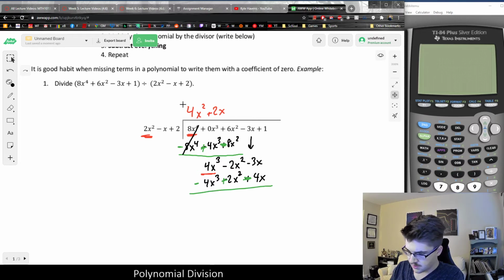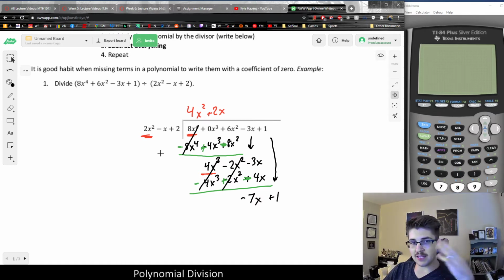And that would leave us with cancel. In this case, the second term actually cancels, which is not very common, but it can happen. And so again, that would leave us with 0x squared, and negative 3x minus 4x would be negative 7x. And bringing down the next term would leave us with plus 1. And again, we keep match, multiply, subtracting until we basically can't go any further.